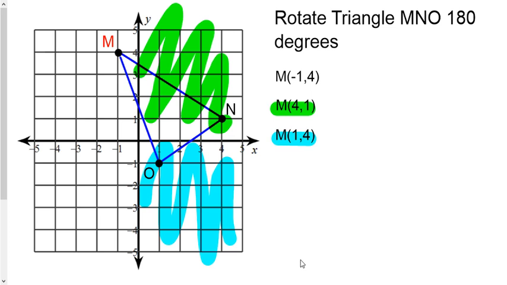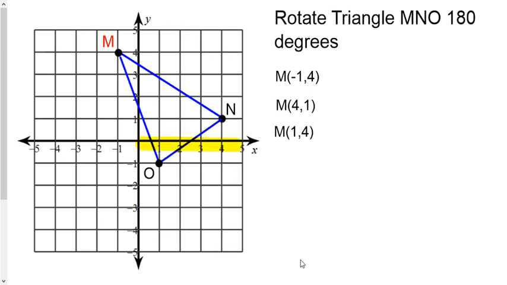But use the signs down here in that blue quadrant. So it'd be positive x's, negative y's. Go graph M prime, and there we have it. M prime sitting down there. Now we can go to N, do the same thing.